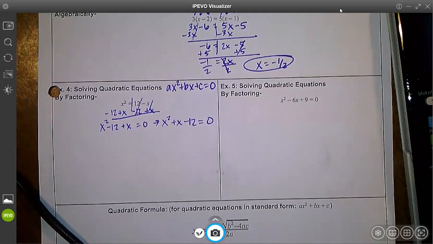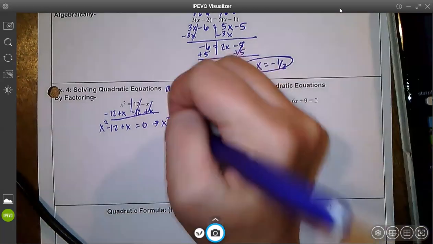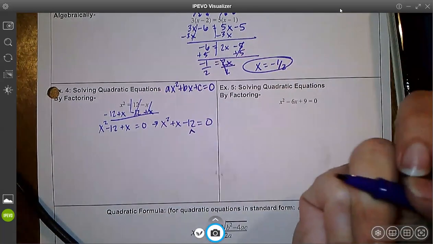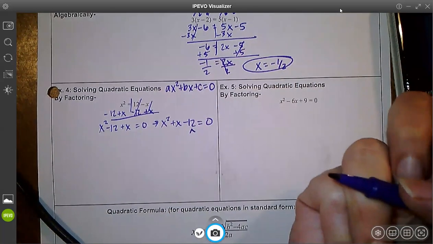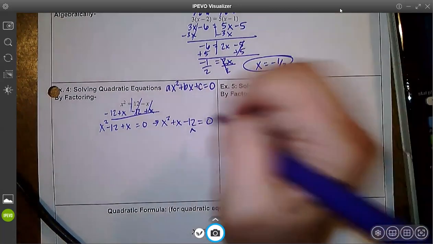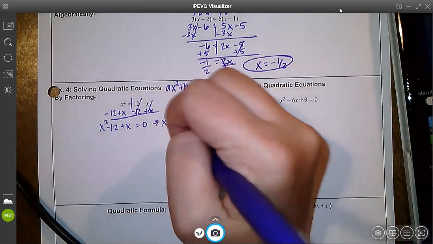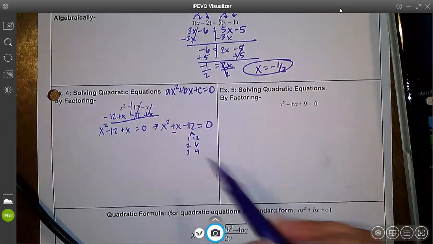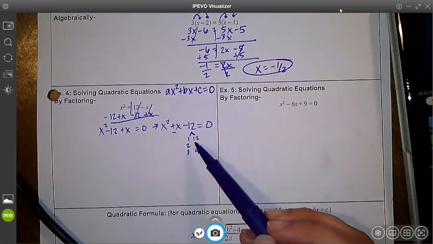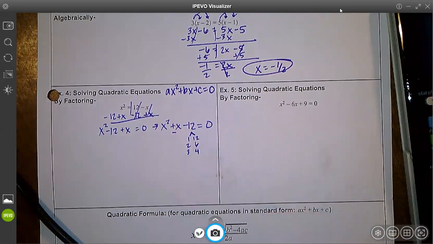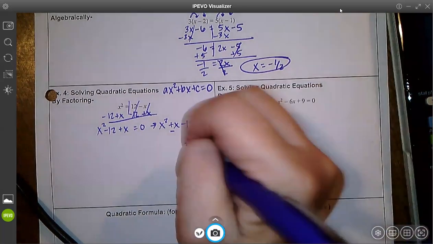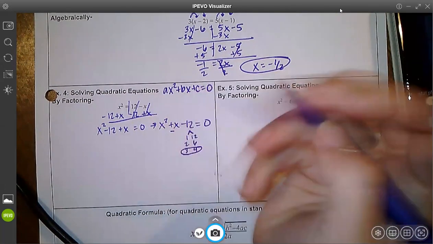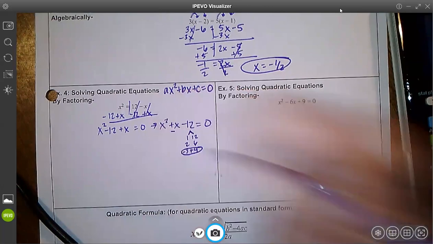Now when a is equal to 1, you list the factors of c and find the pair of factors that will add or subtract to give you b. 1 and 12 will either give you 11 or 13. 2 and 6 will give you 4 or 8. 3 and 4 will give you 1 or 7. To get positive 1, I'm going to have positive 4 and negative 3.